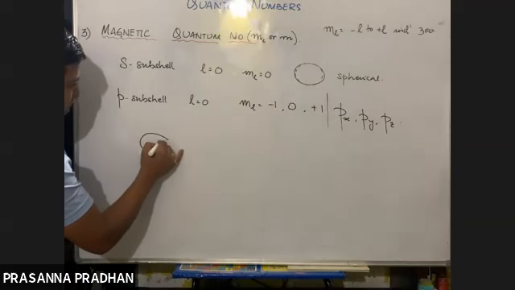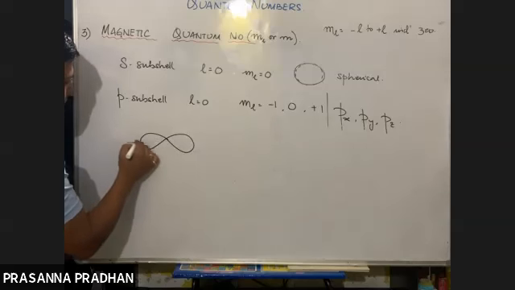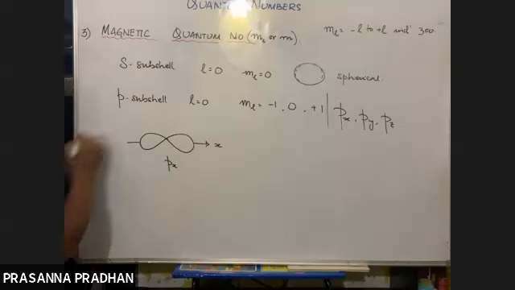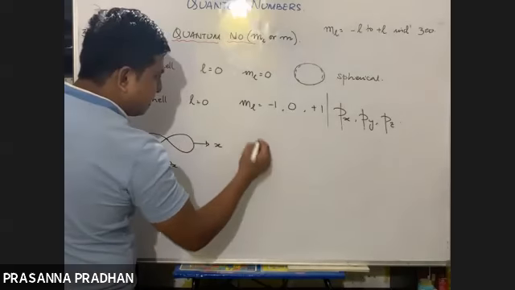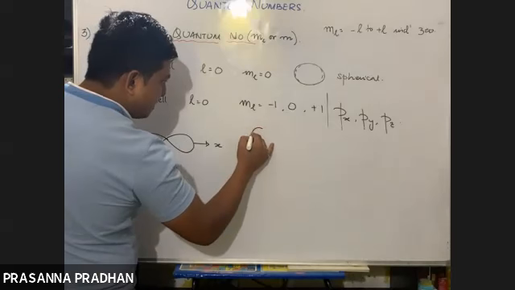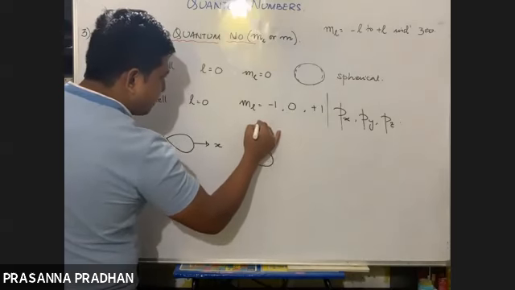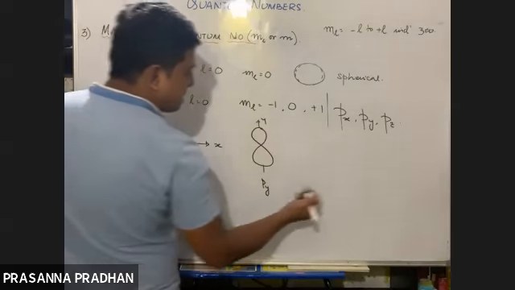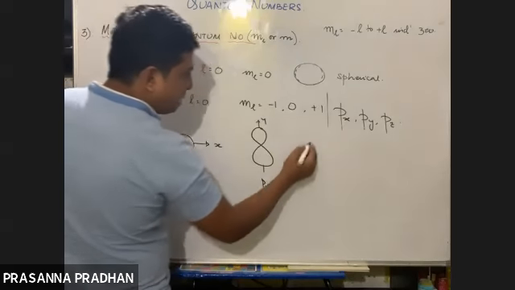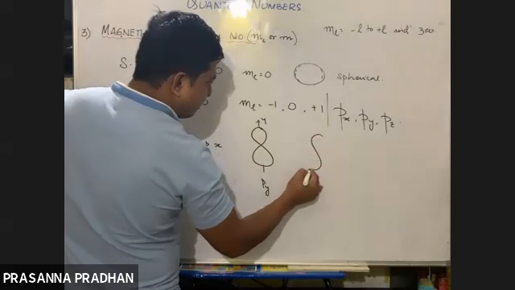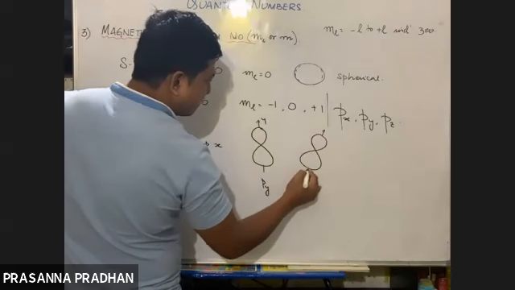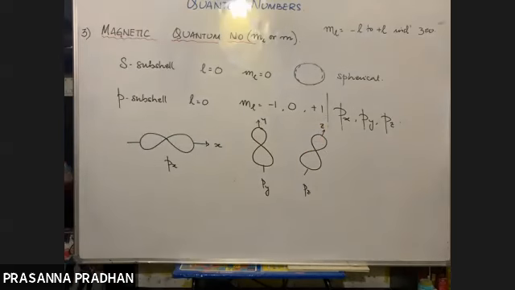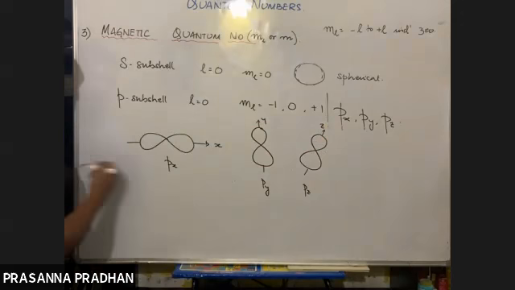Px means the lobes of a dumbbell are oriented along the x-axis. This is here Px. What is Py? If you take this as the y-axis, the lobes will be oriented along the y-axis like this. This is your Py. What is a Pz? Perpendicular. If I consider this as a z-axis, the lobes are oriented along the z-axis like this. So this is your Pz. So these are the shapes of your Px, Py and Pz.